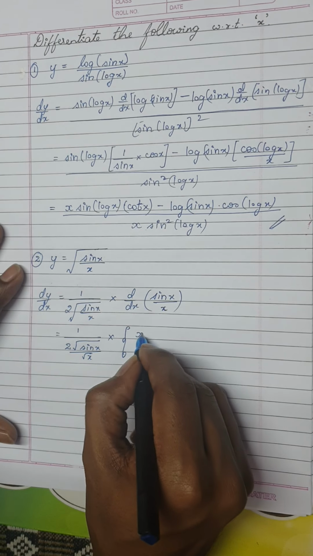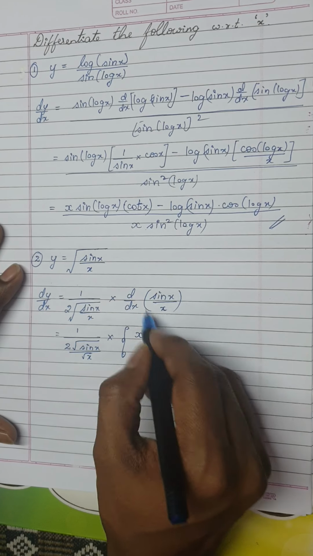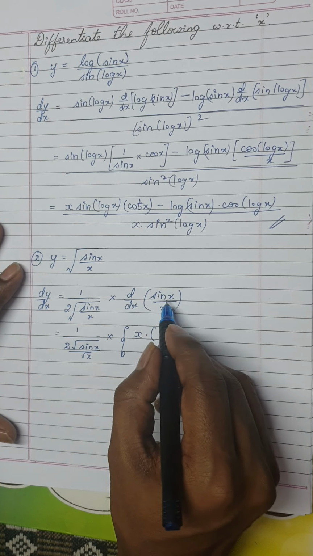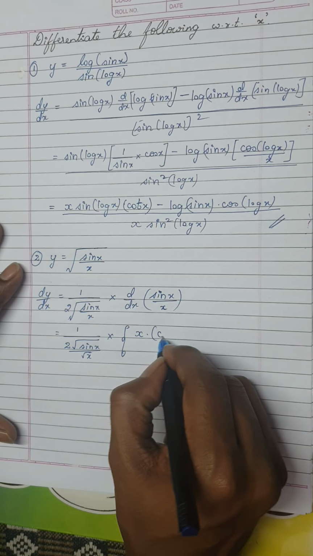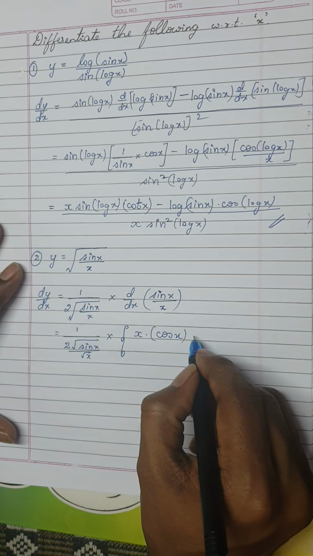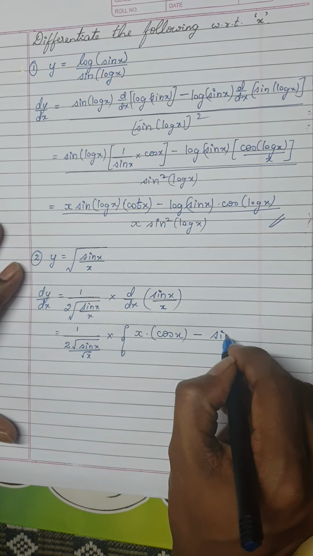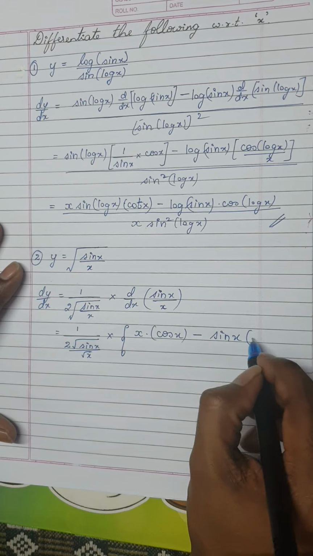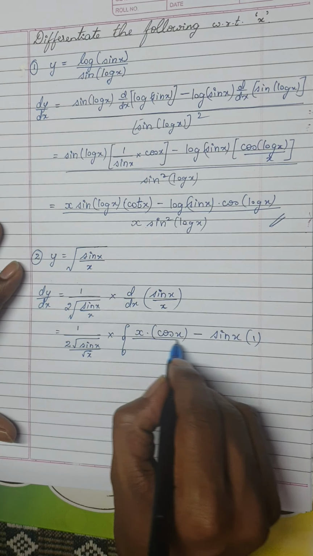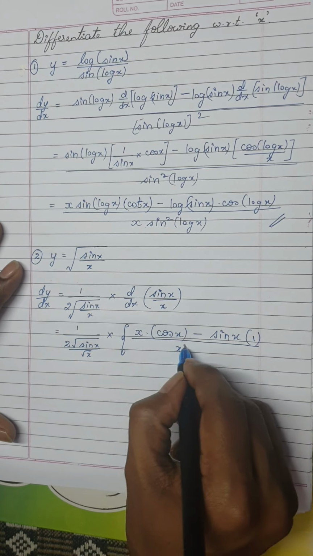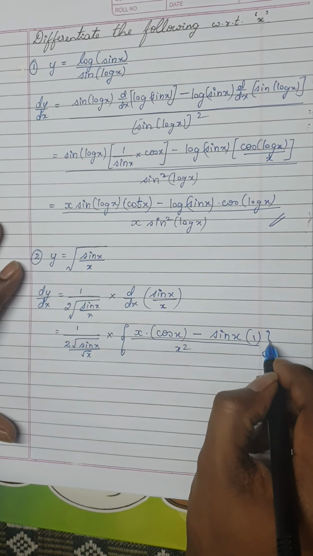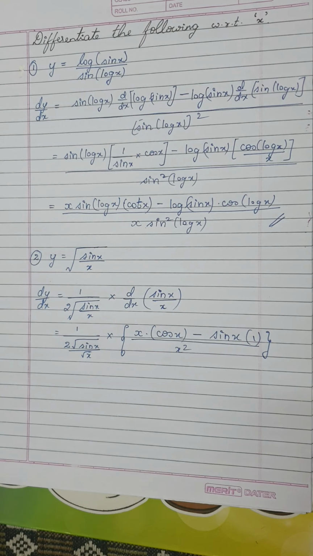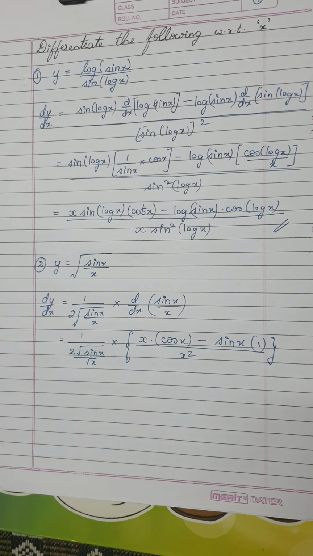So keep the denominator as it is. Now differentiate sin x. We'll do it directly. The derivative of sin x is cos x, minus sin x as it is, the derivative of x is 1, whole divided by the denominator x square, isn't it? We are using the u by v rule here.